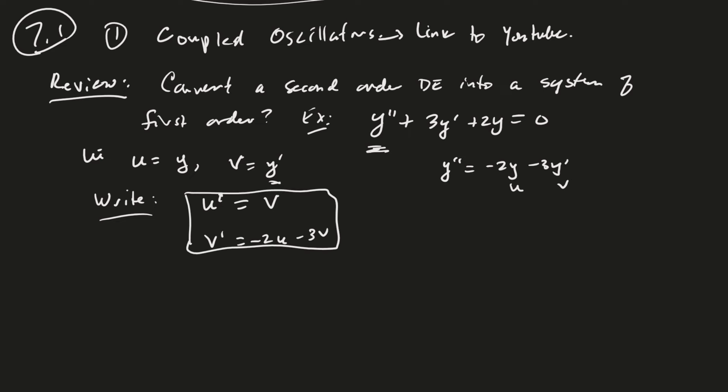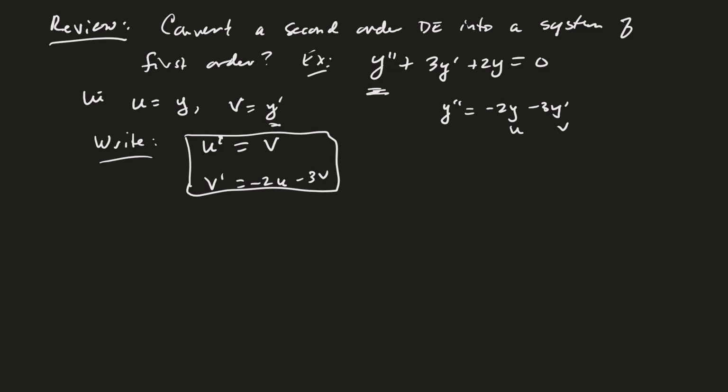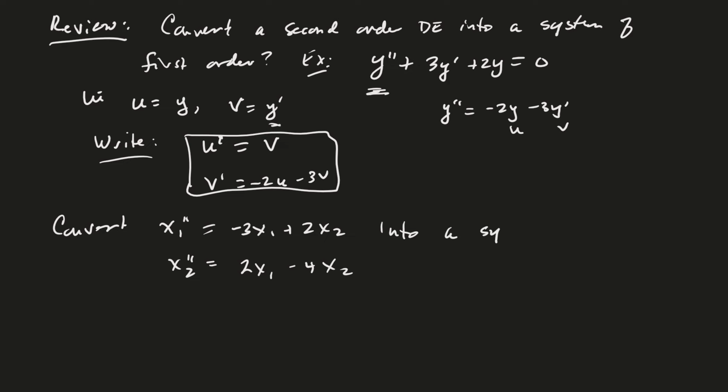Okay, now suppose that we have something weird like in the coupled oscillators. So another example, let's convert x1'' = -3x1 + 2x2, and x2'', let's just say maybe 2x1 - 4x2, into a system of first order.